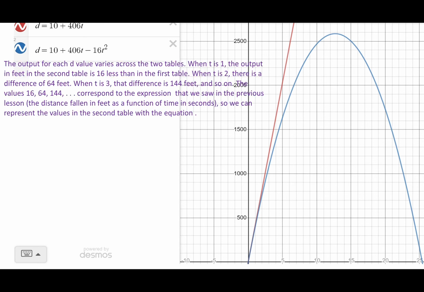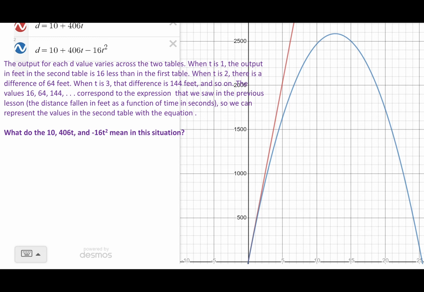So notice that the line that's going straight up, there's more and more distance between the red line and the blue parabola, the actual trajectory or the actual path of the cannonball, because over time gravity is slowing the cannonball more and more.